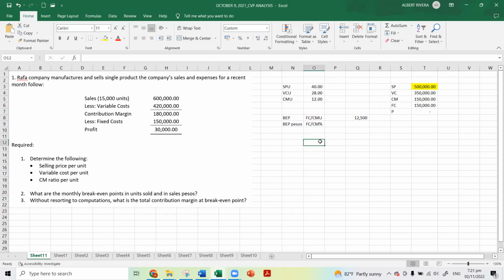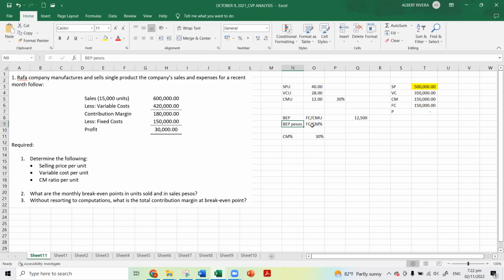However, the formula provides that to get the break-even point in pesos, you must use the fixed cost divided by the contribution margin percentage or ratio. The contribution margin ratio is to be computed using your CM, contribution margin, divided by your sales. So this is 180,000 divided by 600,000 to give you the CM percentage. And that is 30%. That is your CM ratio, or the CM percentage. Okay? This can also be computed using the per unit figures. So this is 12 CM per unit divided by the selling price per unit of 40. That will also give you 30%.